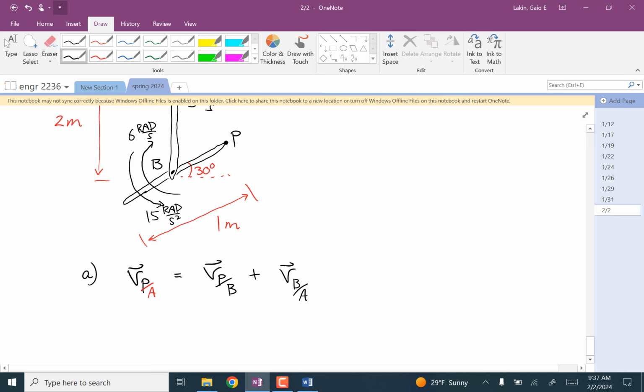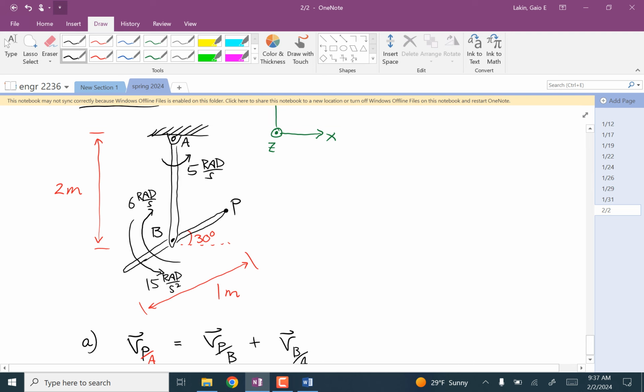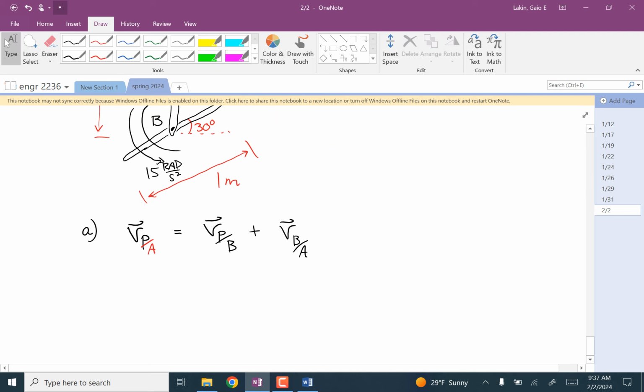And now this is circular motion of that point B around A. And this one is circular motion of the point P around B, you know? So that's great.